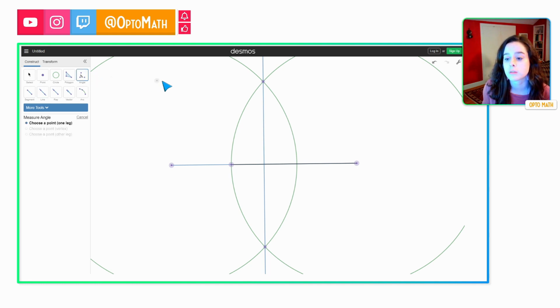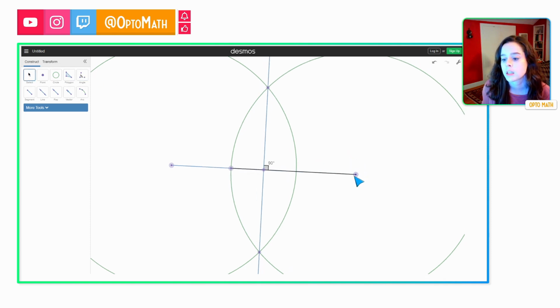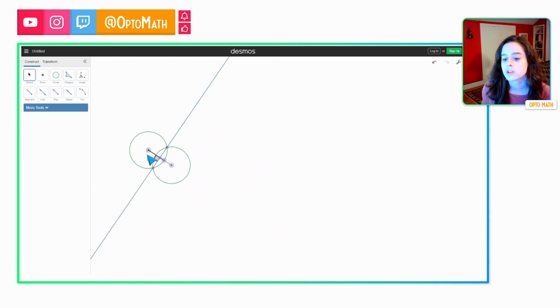Let's check first that they're perpendicular, which means they cross or intersect to form 90-degree angles. So let's check that. We do have 90 degrees, and we can drag it to check that it's always true.